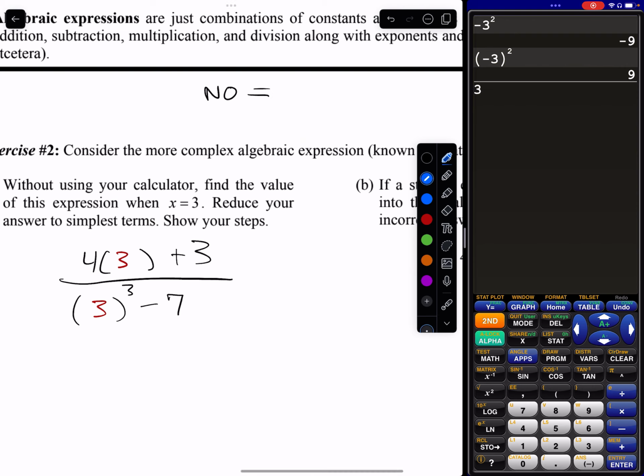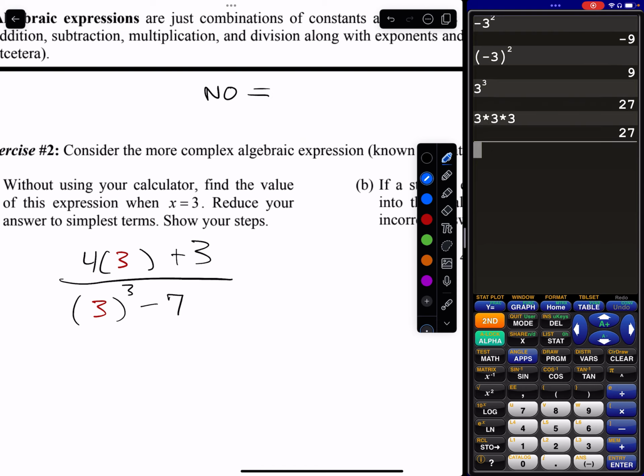If you're not sure, again, use your calculator to double check. 3 raised to the third power is 27, or you can write 3 times 3 times 3 and also get 27. And the next thing I'm going to evaluate is the 4 times 3. So on the bottom now, I've got 27 minus 7. And on the top, 4 times 3 is 12. Now I can evaluate the top, evaluate the bottom. 12 plus 3 is 15. And then 27 minus 7 is 20.